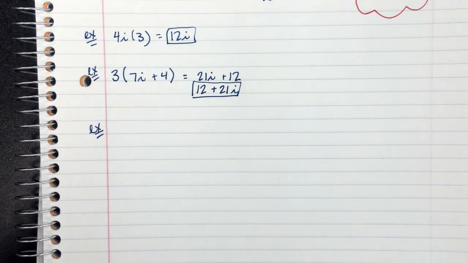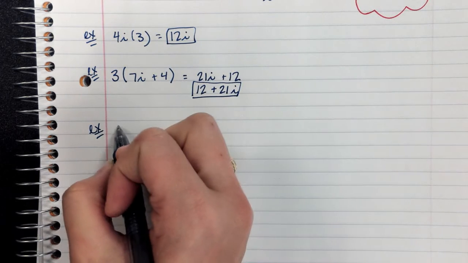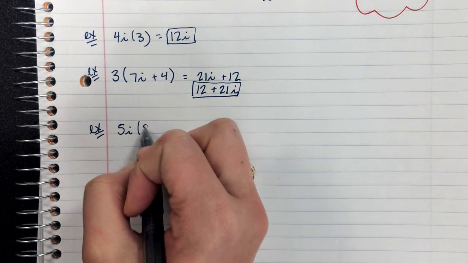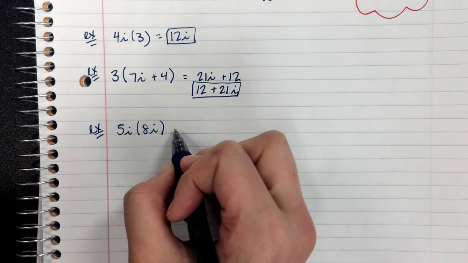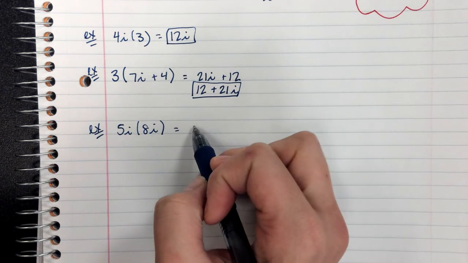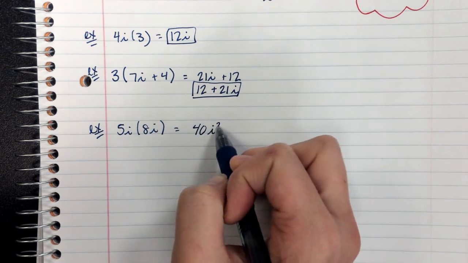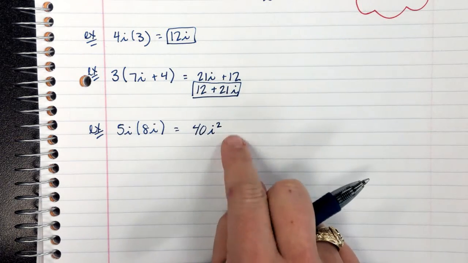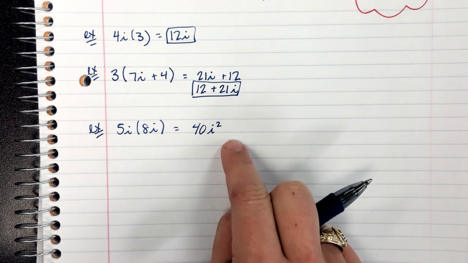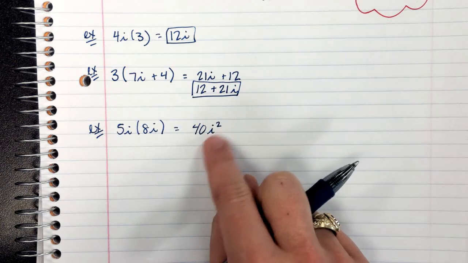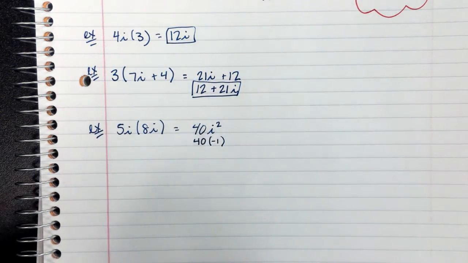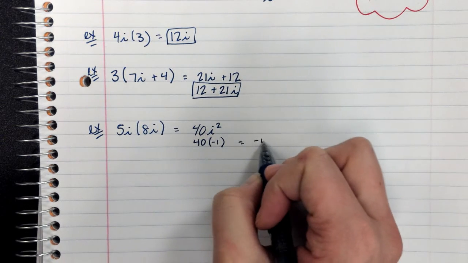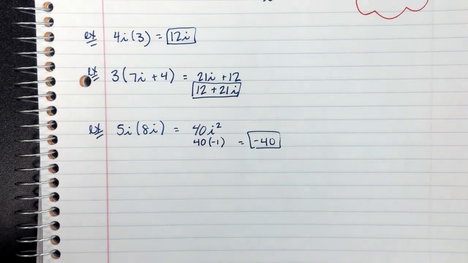Next example, it's going to say 5i times 8i. What is 5i times 8i? 40 what? i squared. I cannot have an exponent. So it's negative 40. It's negative 40 because what do we know i squared is? Negative 1. So 40 times negative 1 is negative 40.